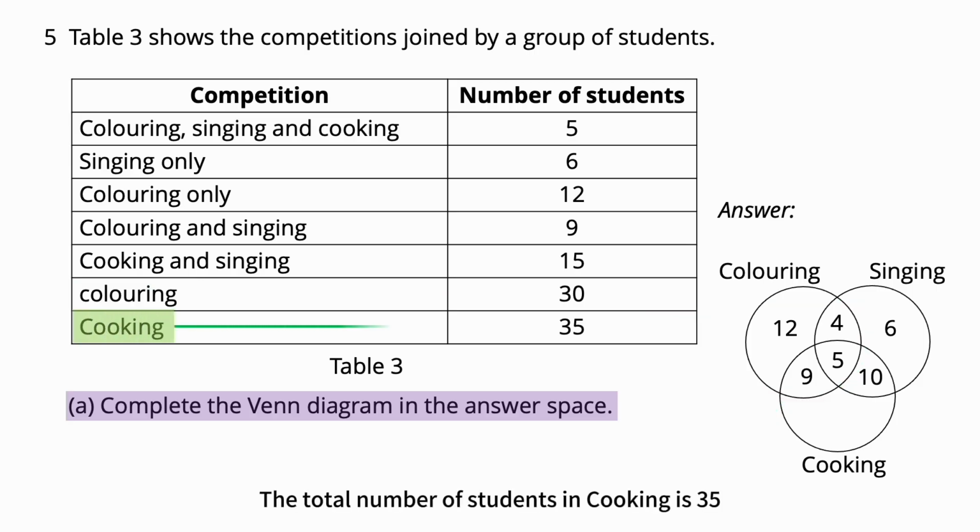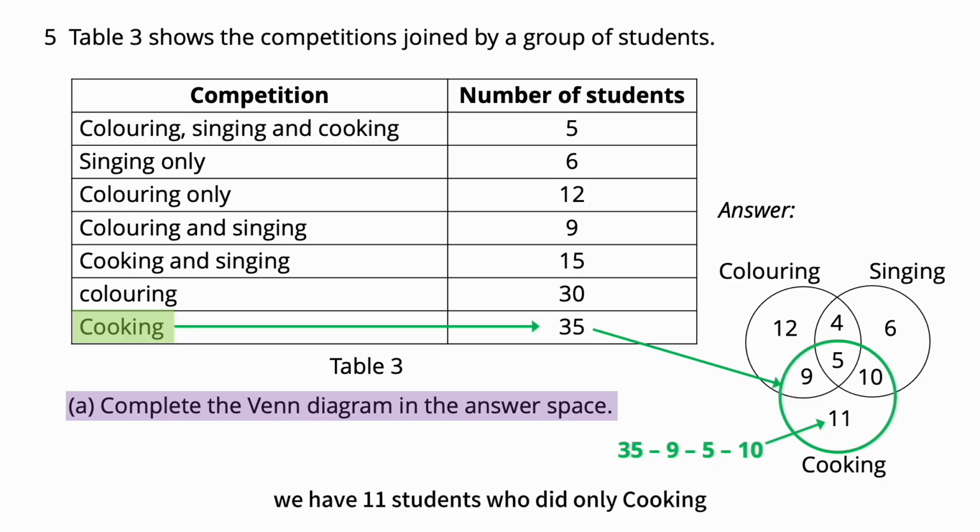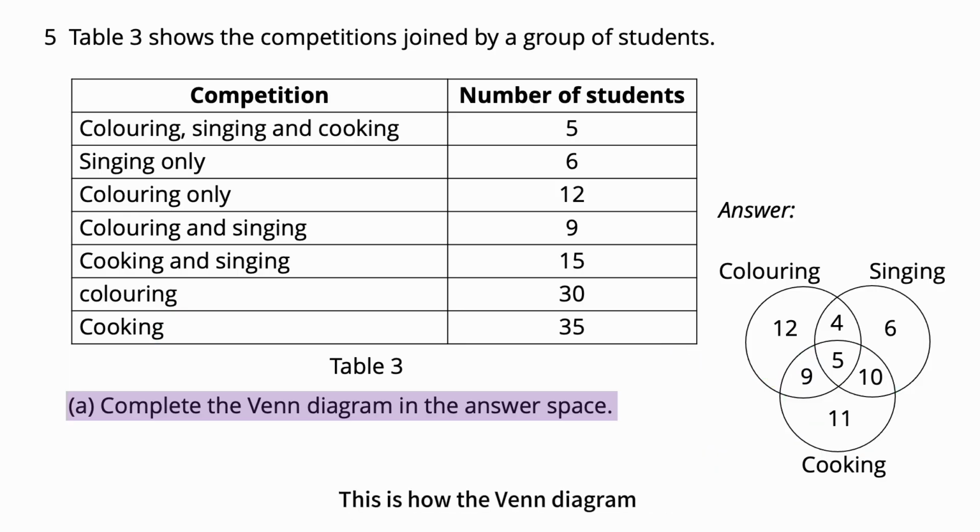The total number of students in cooking is 35. 35 minus 9 minus 5 minus 10. We have 11 students who did only cooking. This is how the Venn diagram should be filled in using the numbers from the table.